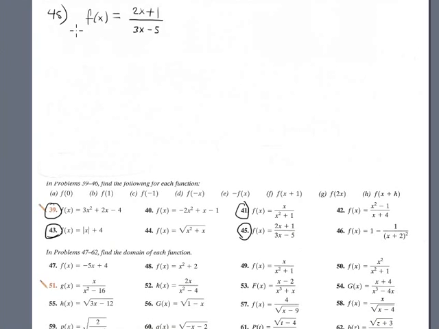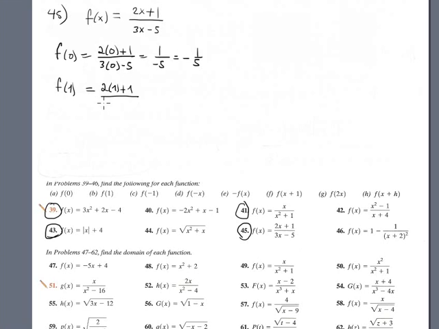Okay, 45. Again, f evaluated at 0. Plugging in: 2 times 0 plus 1 over 3 times 0 minus 5. Is 1 in the top and negative 5 in the bottom. The answer is minus 1 over 5. f evaluated at 1 is 2 times 1 plus 1 over 3 times 1 minus 5. 2 times 1 is 2, plus 1 is 3, over 3 times 1 is 3, minus 5 is negative 2. The answer is minus 3 halves.